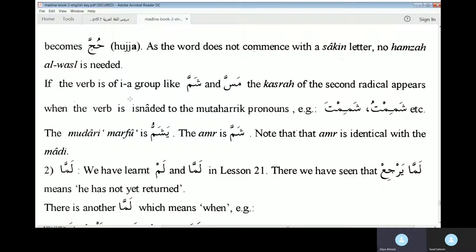If the verb is of the kasra and fatha group like shamma, mass and masa, the kasra of the second radical appears when the verb is isnaded to the mutaharik pronoun: shamimtu, shamimta. The mazari marfu is yashammu. The amr is shamma. Note that the amr is identical with the mazi.